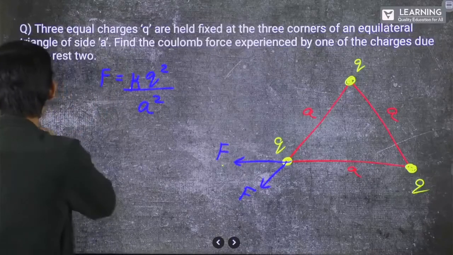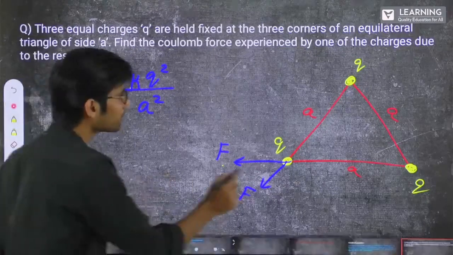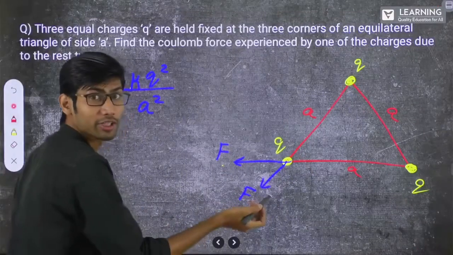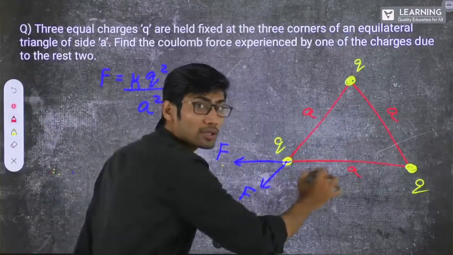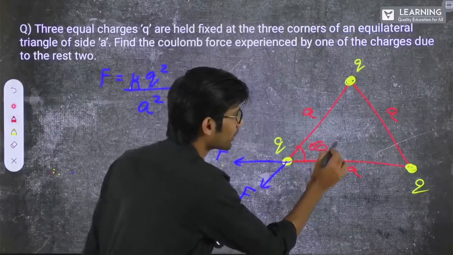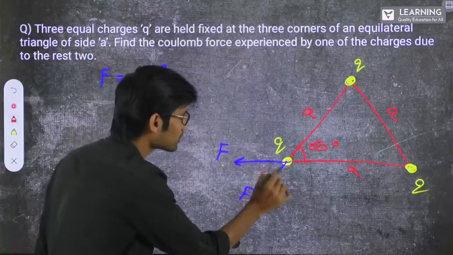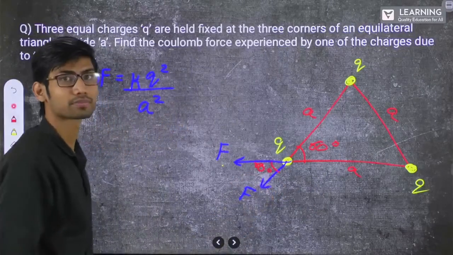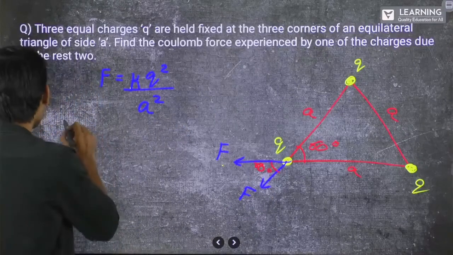Now, we have to find the vector sum. What is the angle between them? For the vector sum, we need to know the angle between them, right? This is an equilateral triangle, so this is 60 degrees. If this is 60 degrees, this is also 60 degrees. Clear?